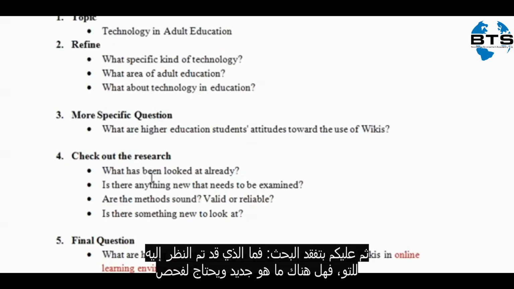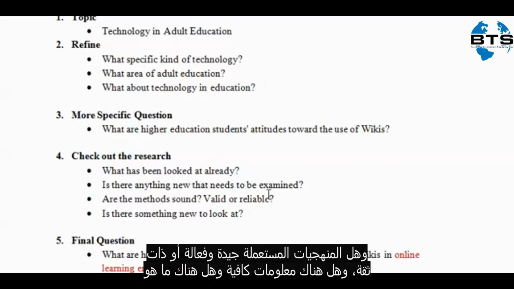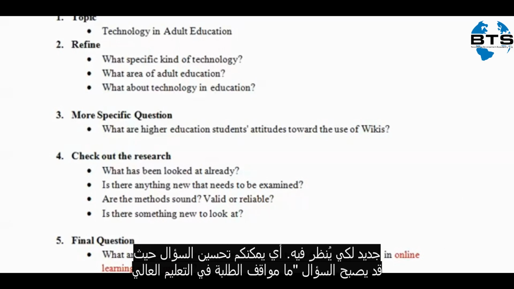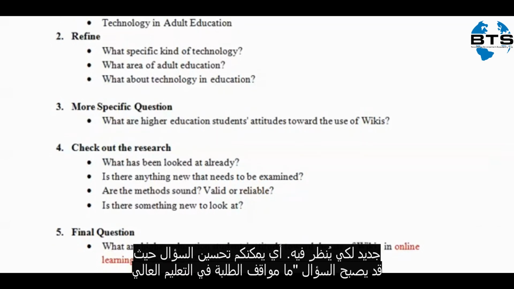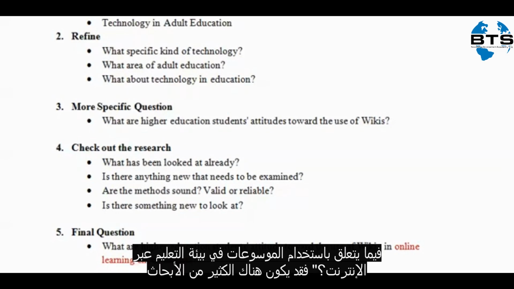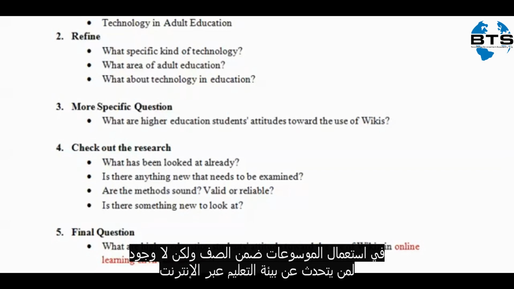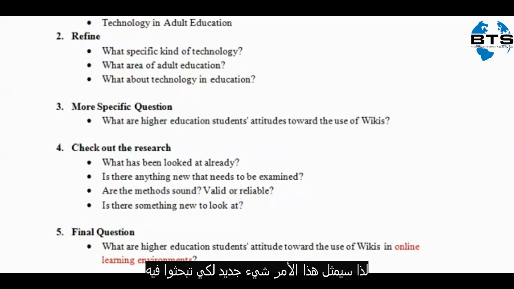Then check out the research, see what's been looked at already. Is there anything new that needs to be examined? Are the methods that were used sound? Are they valid or reliable? Do they have enough data? And is there something new to look at? So then you can refine your question, and it might be, what are higher education students' attitudes towards the use of wikis in online learning environments? It might be that there's a lot of research on the use of wikis in the classroom, but nothing on online learning environments, so it's something new to look at.